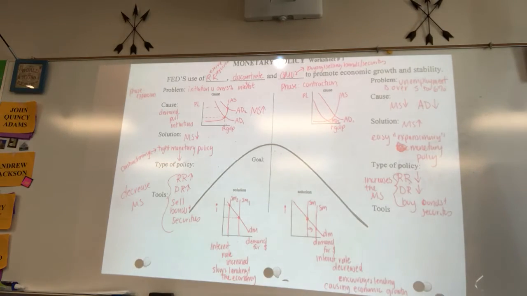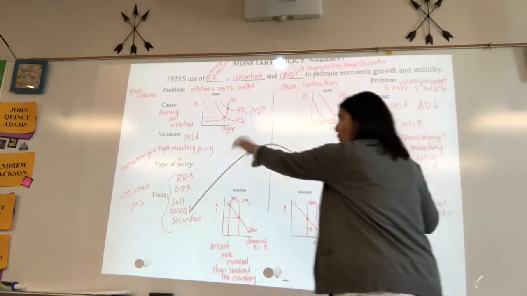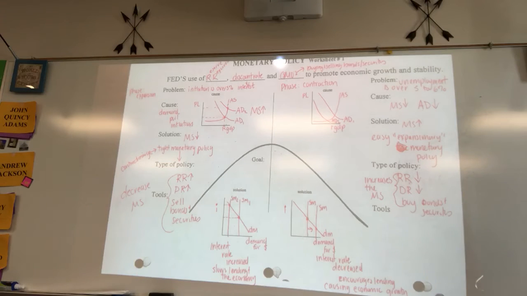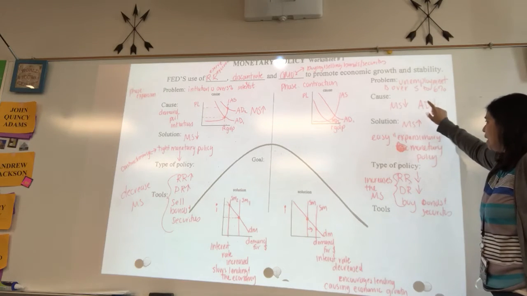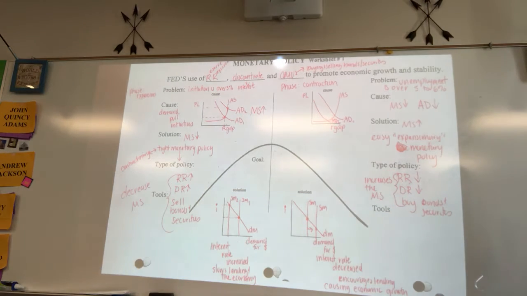And we see our problem is unemployment. Do you see how they're two different problems? Over here it's always inflation, over here it's unemployment. It's over 5 to 6%. So if people are unemployed, what don't they have in their pockets? Money. And so our problem here is the money supply is down because aggregate demand is down. Our solution is we need to increase the money supply by easing it up, expanding the money supply. So they will do easy or expansionary monetary policy.